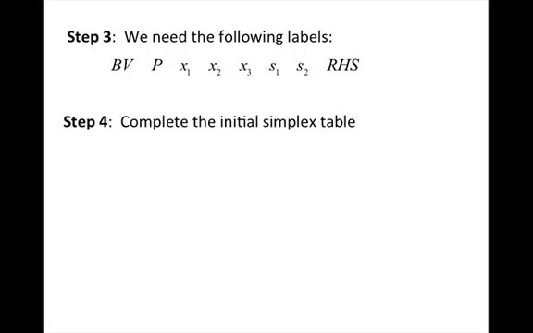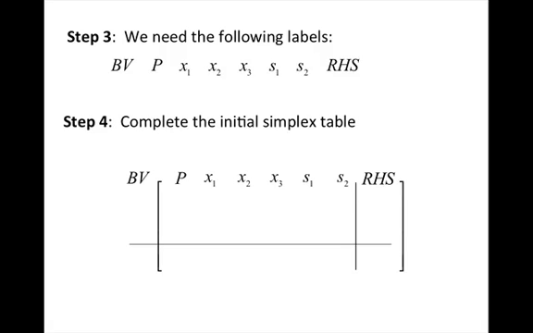So now let's look at the initial table. Always begin with your basic variables outside. Inside the matrix, you're going to start with your p, then your x's, then your s's, and then your equal to bar, and finally end with the right-hand side.